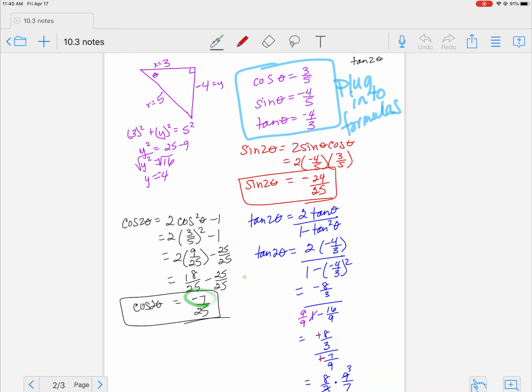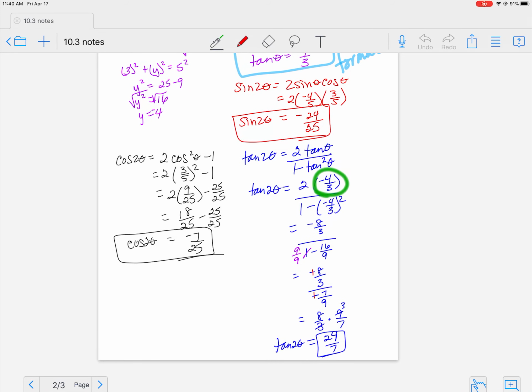18 minus 25 is where that -7 comes from, keeping the denominator. It's just algebra, right? Just algebra. Over here, I have -4/3. Don't lose that negative sign. That's our nemesis, right? So keep that negative on there. So I have -8/3 because you multiply across the top and across the bottom.